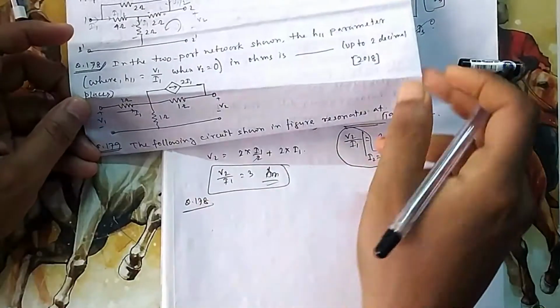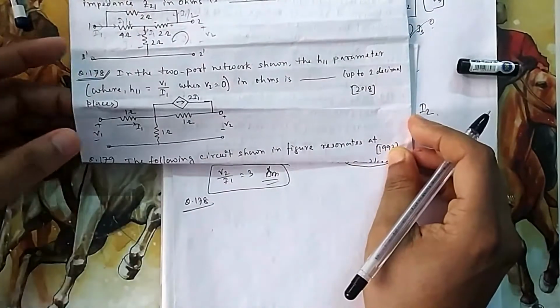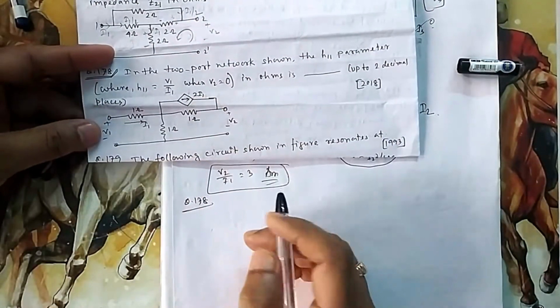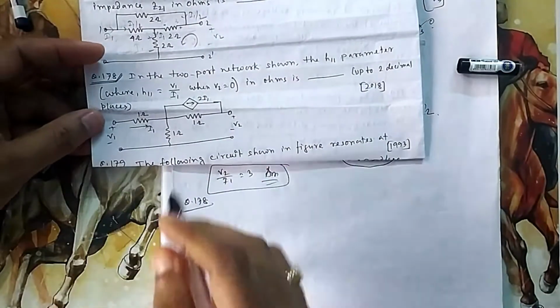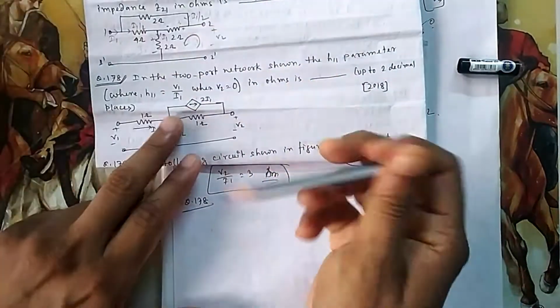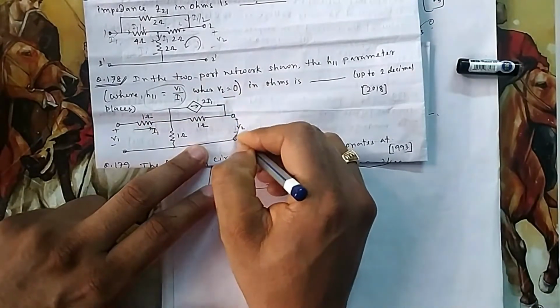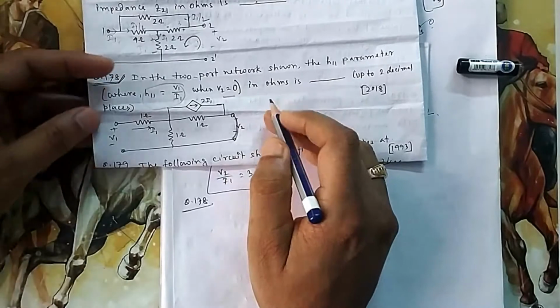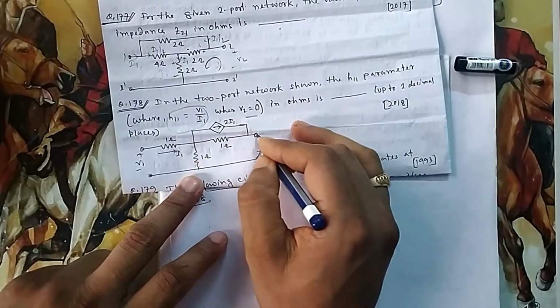What is the H11 parameter of the 2 port network shown in the figure, where H11 is V1 by I1 with V2 equal to 0, in ohm up to 2 decimal places? Here they have directly given it. You need to find H11 with V2 equal to 0. V2 equal to 0 means you will short it, and then you need to find the relation between V1 and I1. So we have shorted this.